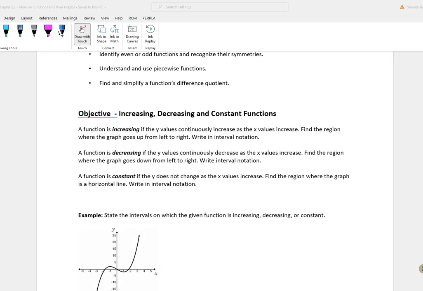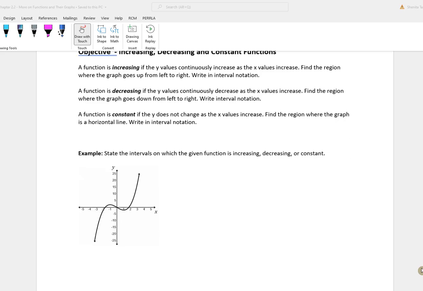So first let's talk about increasing, decreasing, and constant functions. A function is increasing if the y values continuously increase as the x values increase. A function is decreasing when the y values continuously decrease as the x values increase. And a function is constant if the y does not change as the x values increase.